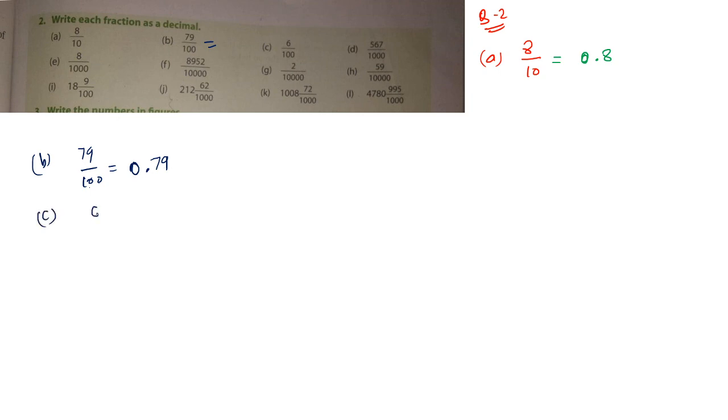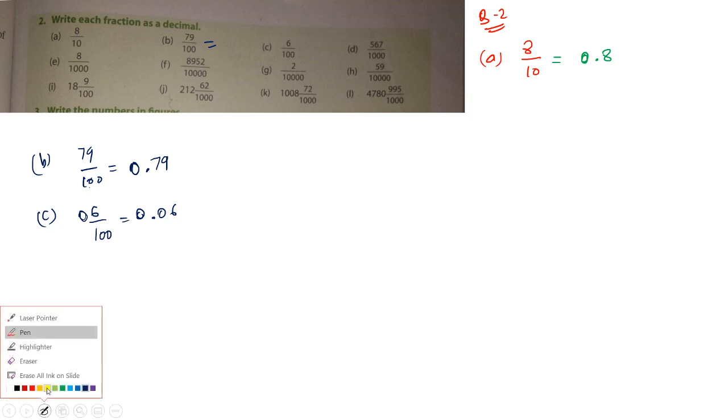C, 6 upon 100. Now there are two zeros, 1 2. You will place the decimal after two numbers, but there is only one number, so you have to use an extra 0. So you will write 6, then the decimal and 0 here. You will read it 0.06. Let me do the next one.